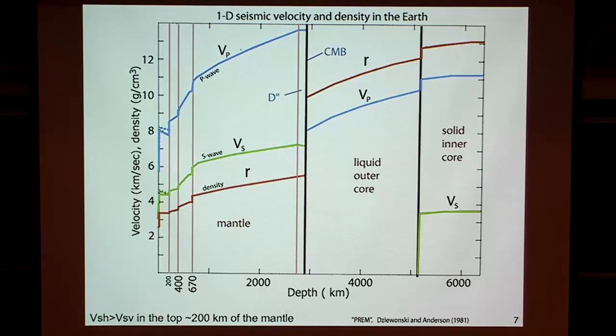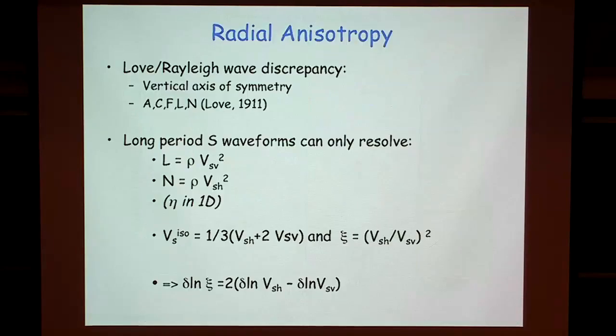Do you want to say something? Okay. So, as I said, radial anisotropy is observed very strongly and needs to be introduced to reconcile Love and Rayleigh wave observations. In this case, the assumption is a vertical axis of symmetry, and so you should have these 5 independent parameters of the elastic tensor.